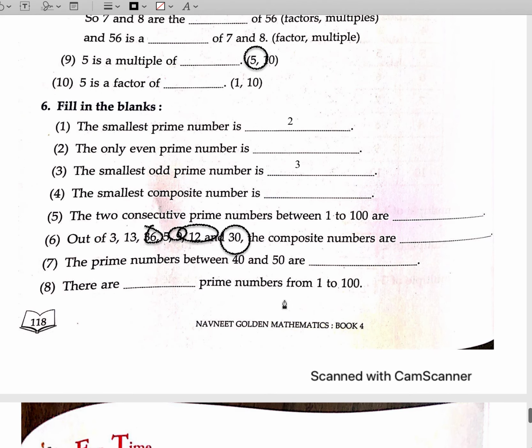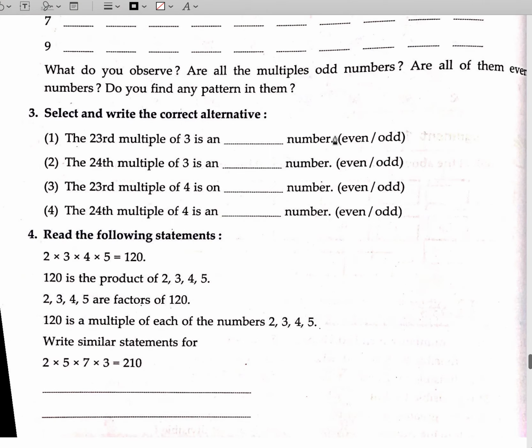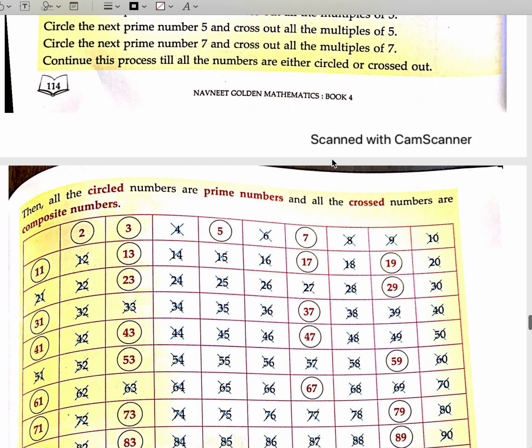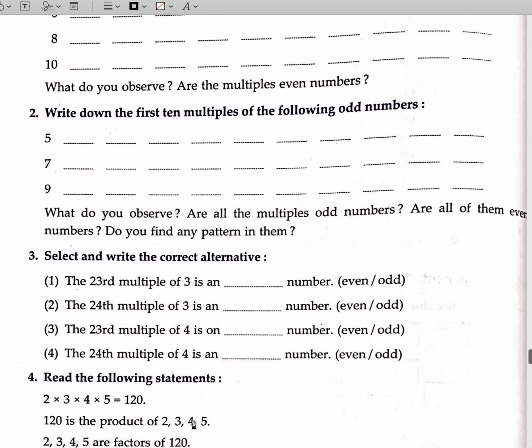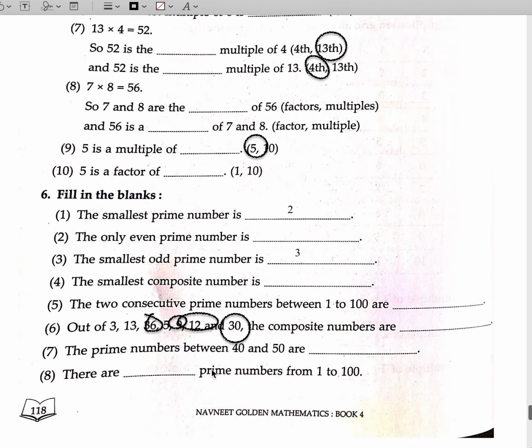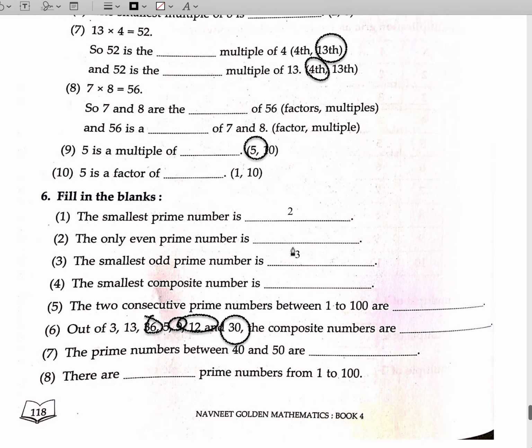There are dash prime numbers from 1 to 100. We can count that by looking at the grid over here. So 1, 2, 3, 4, 5, 6, 7, 8, 9, 10, 11, 12, 13, 14, 15, 16, 17, 18, 19, 20, 21, 22, 23, 24 and 25. So there are 25 prime numbers from 1 to 100.